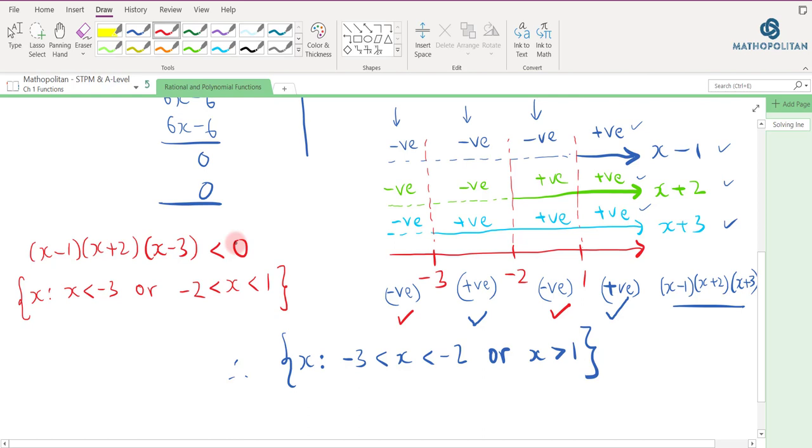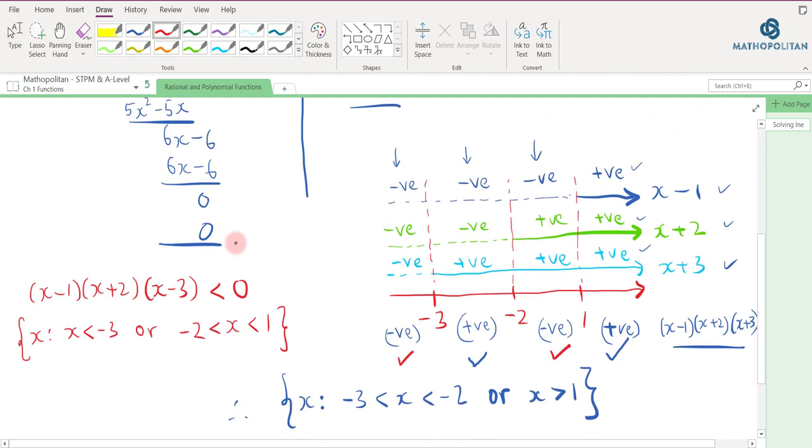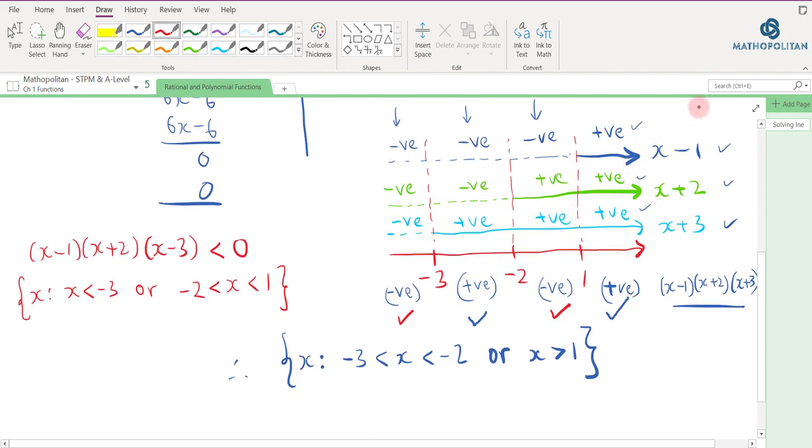So it's just draw the number line, label the positive and the negative side, and in this case we multiply all three, and then determine which part satisfies the inequality.